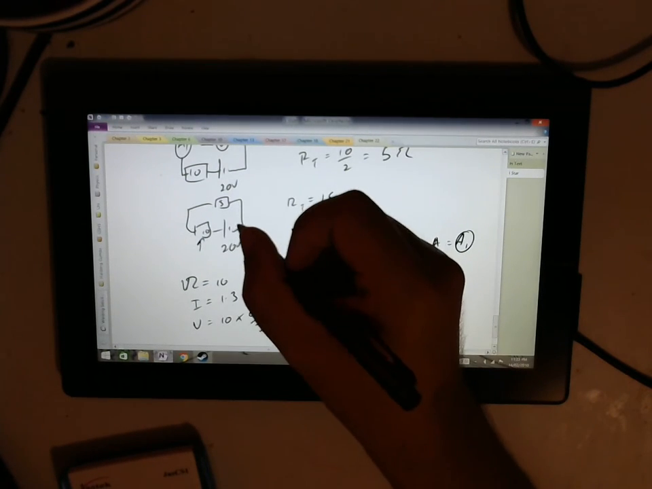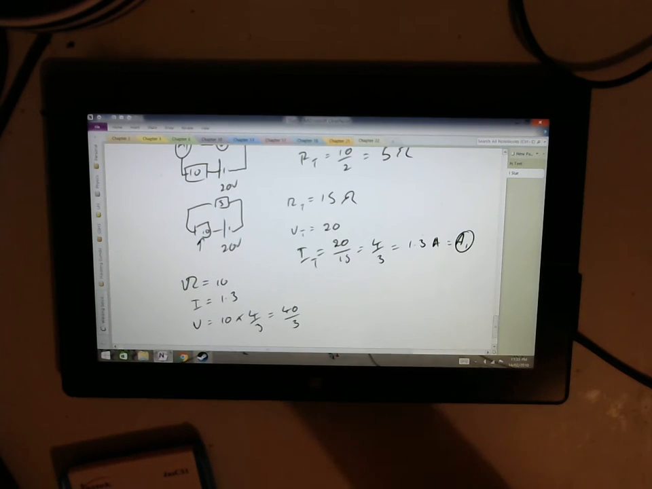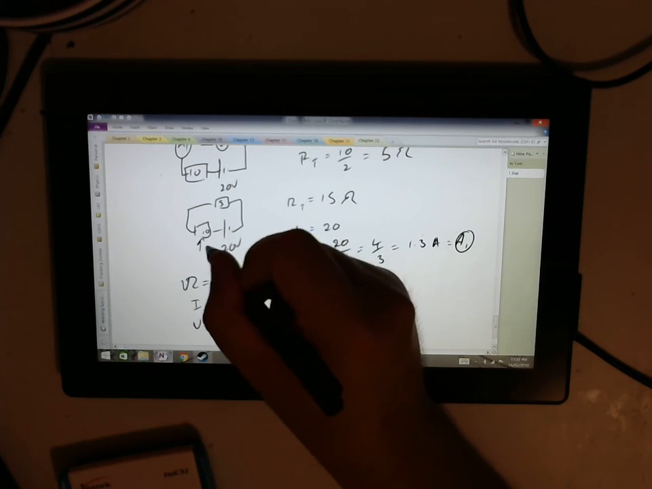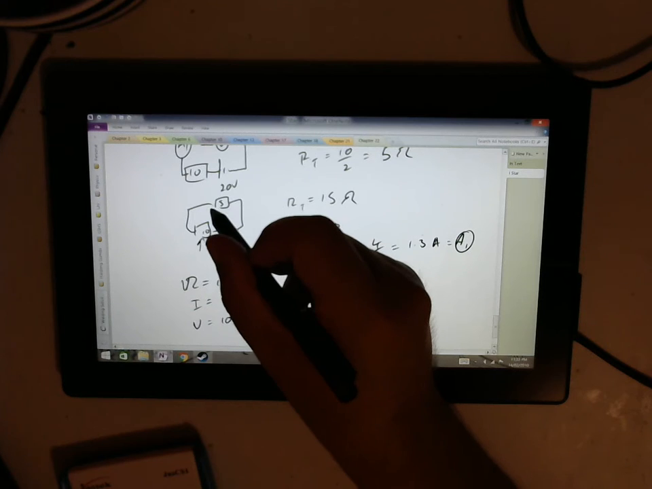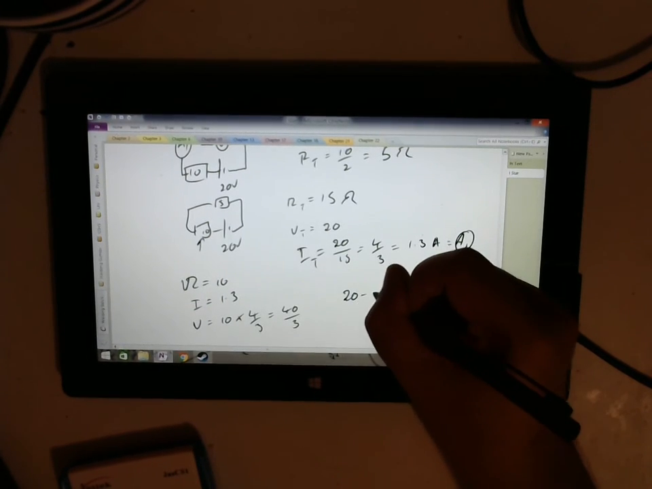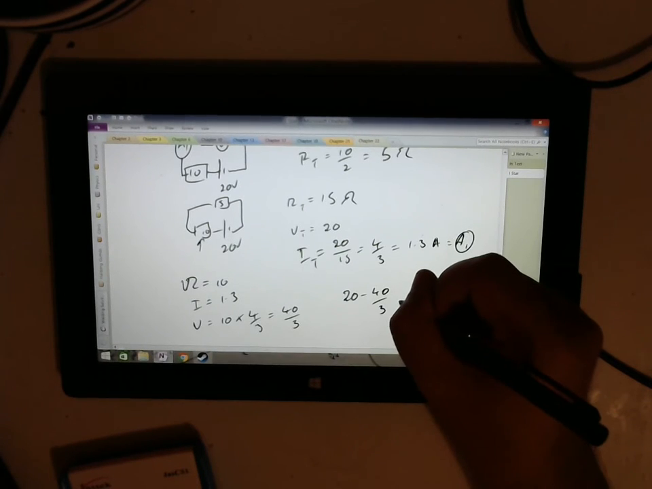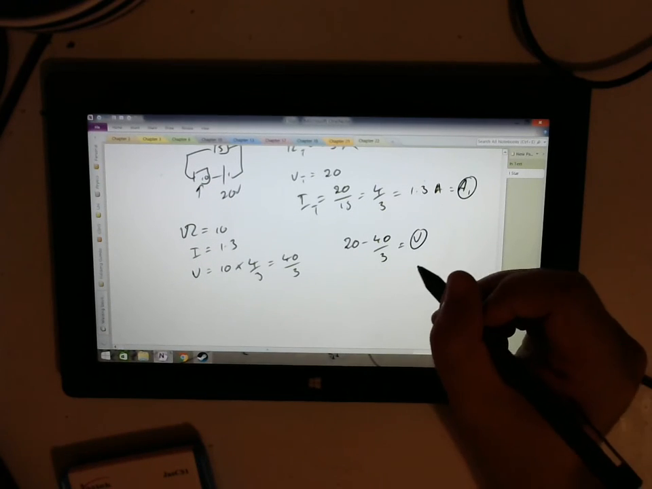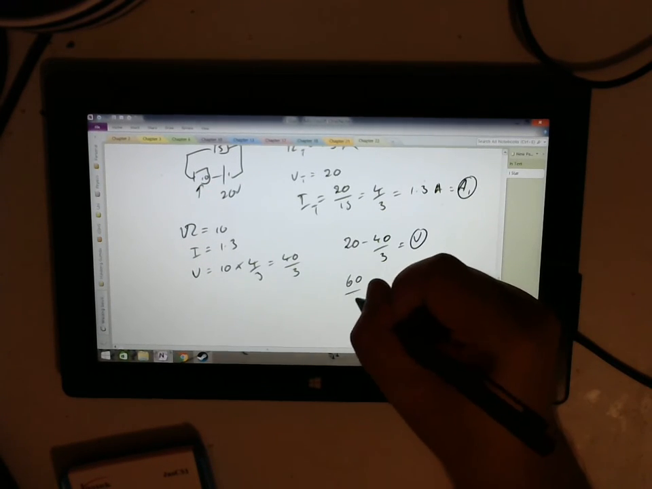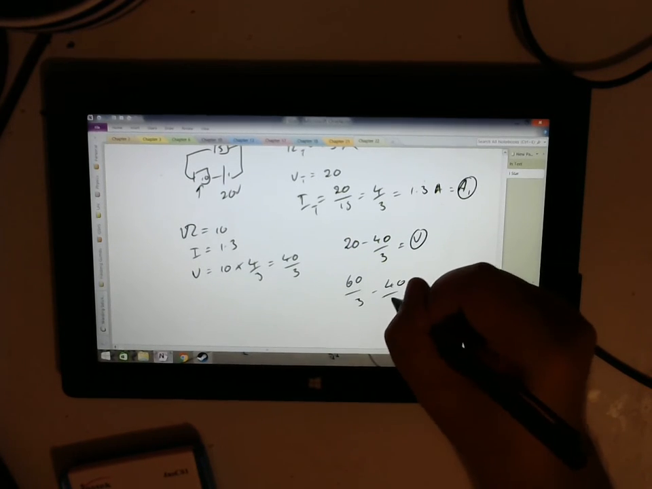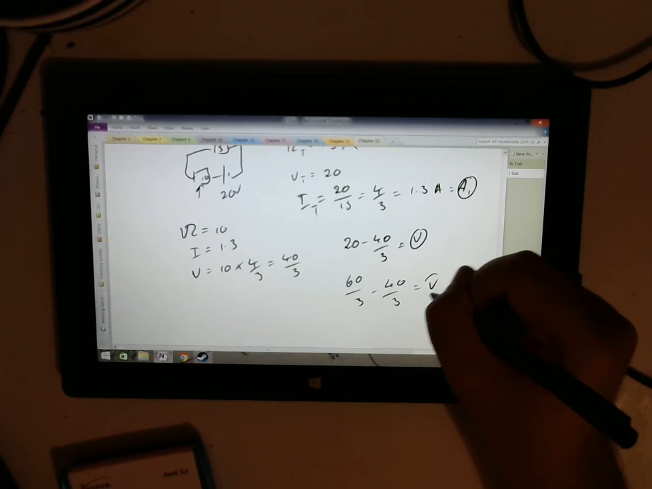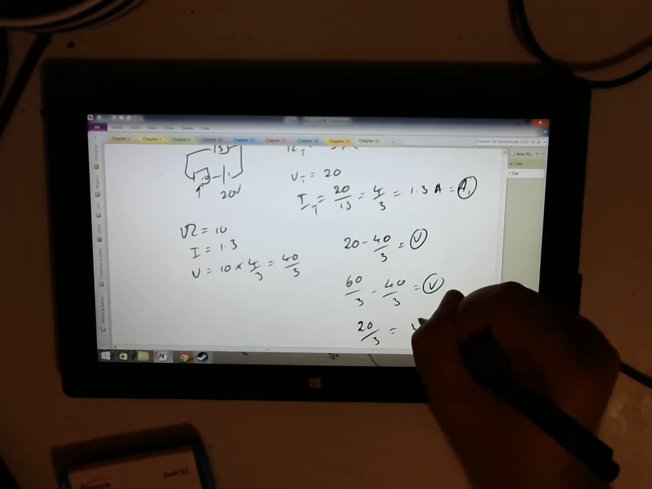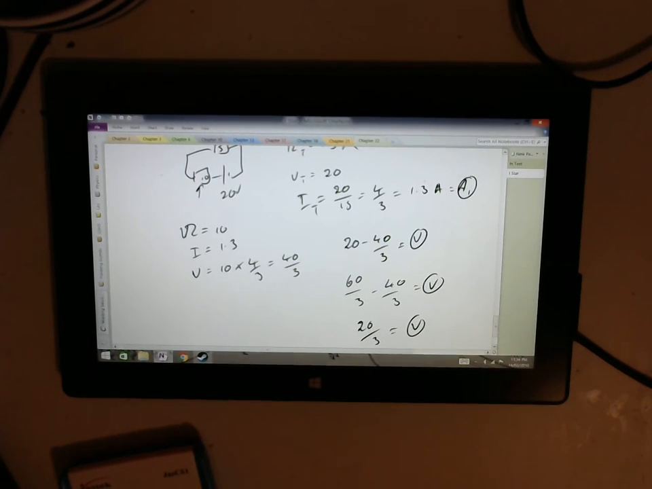We know the voltage that's getting used up, but the whole way around has to use up all that voltage. So 40/3 gets used here. That means 20 take away 40 over 3 is what's left over for here, and that's the voltmeter reading, because it's in parallel across it. That's the same as 60 over 3 take away 40 over 3, which is 20 divided by 3, and that's our voltage going across the second bit.